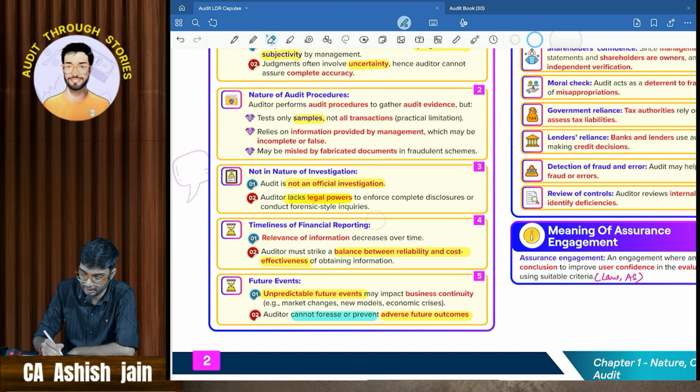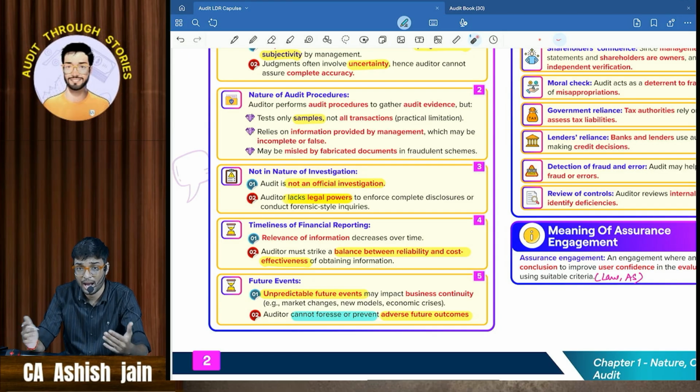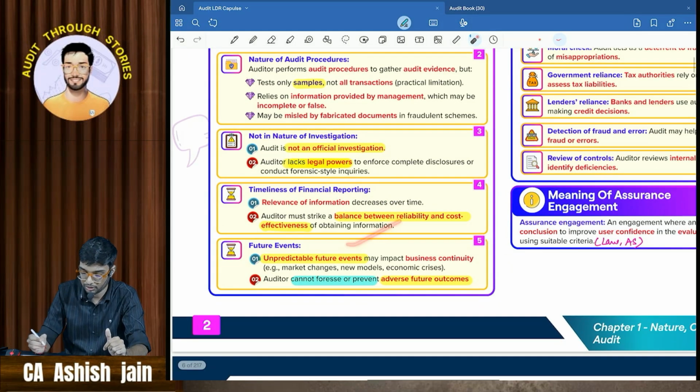And then comes timeliness of financial reporting. The auditor must strike a balance between reliability and cost effectiveness of information obtained. The auditor always has to think about cost and benefit: how much cost he is incurring and how much benefit he is getting. Then future events. Obviously unpredicted future events can happen, like the COVID situation. You cannot predict how the business will perform during COVID times. The auditor cannot predict those future events, or how the business will react and be impacted. The auditor cannot foresee or prevent adverse future outcomes. You can remember the COVID-19 example.